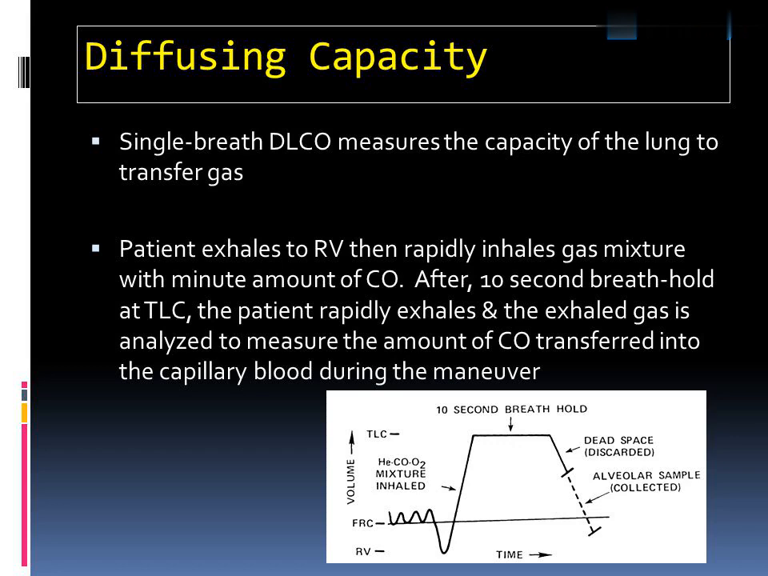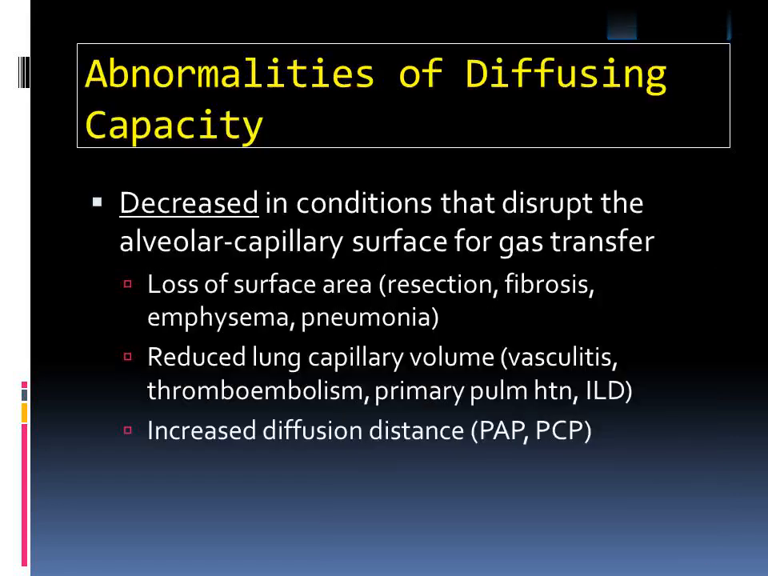The patient exhales to RV, then rapidly inhales a gas mixture with a minute amount of CO. After a 10 second breath hold at TLC, the patient rapidly exhales and the exhaled gas is analyzed to measure the amount of CO transferred into the capillary blood during the maneuver.